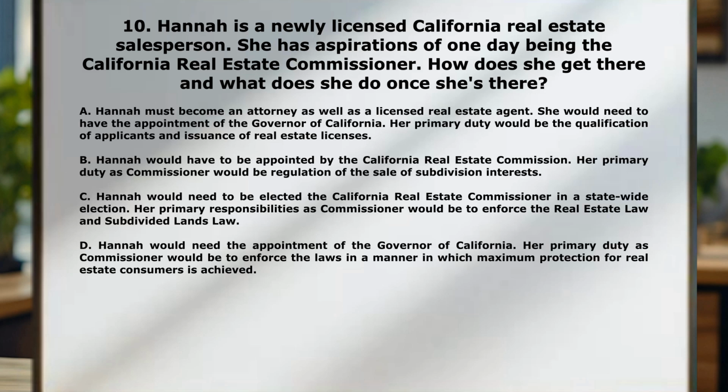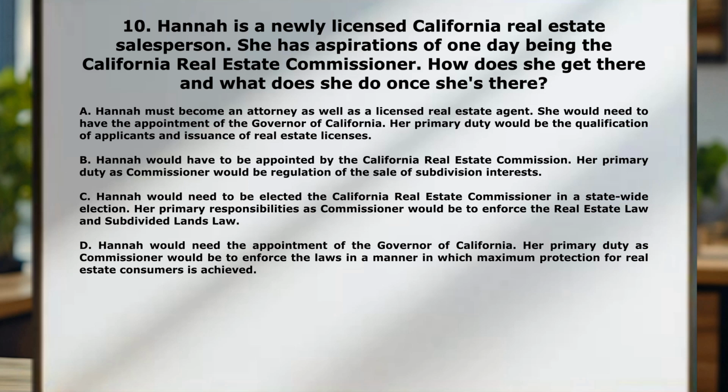A. Hannah must become an attorney as well as a licensed real estate agent. She would need to have the appointment of the governor of California. Her primary duty would be the qualification of applicants and issuance of real estate licenses. B. Hannah would have to be appointed by the California Real Estate Commission. Her primary duty as commissioner would be regulation of the sale of subdivision interest.